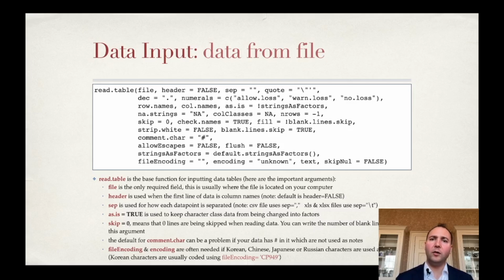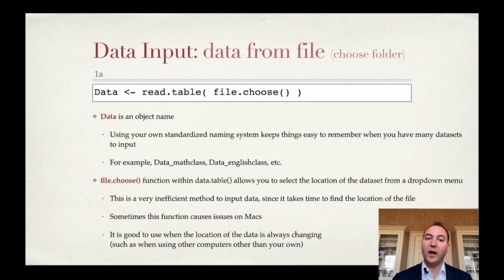So I won't go through all of the arguments here, but I want you to understand that if you are having trouble loading data into R, probably one of the problems might be that one of your arguments is misaligned with the format of the data that you're trying to load. A simple way to use this is to use read.table, and then to load the data itself, use file.choose. This function will open a menu so that you can select the folder and eventually select the file that holds the data that you want to load into R.